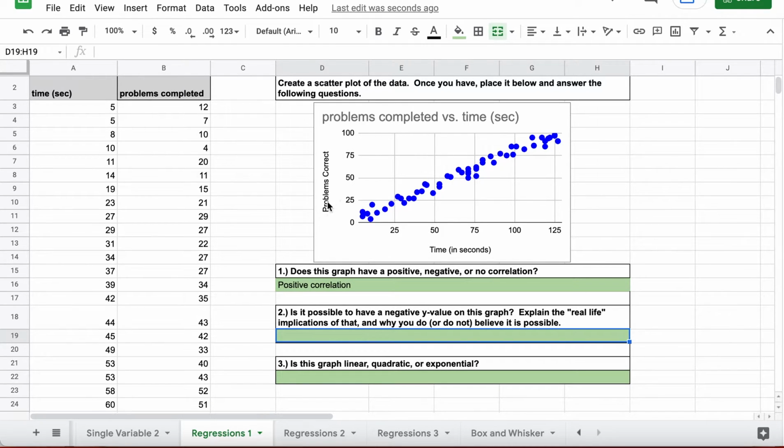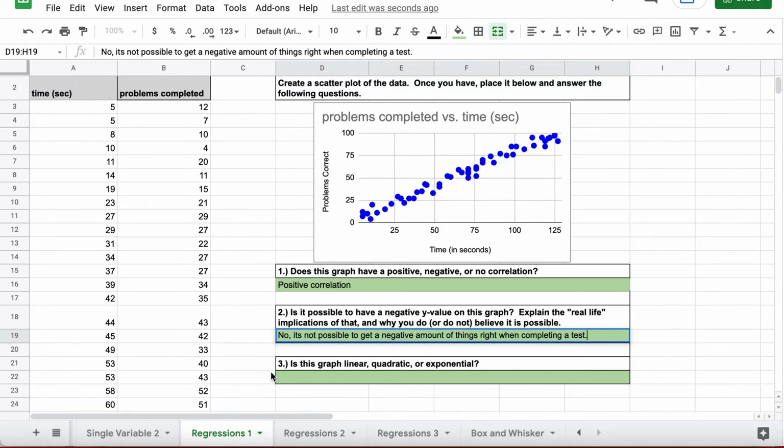Well, this is talking about the number of problems that the students got correct. So is it possible for us to have a negative number of correct answers? I would say no, because that's not logical. It's not possible for you to get a negative amount of things right. I realize that some of you might feel like it is possible, but it's really not.